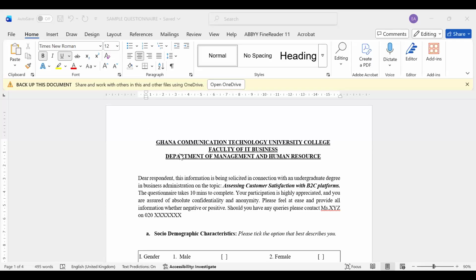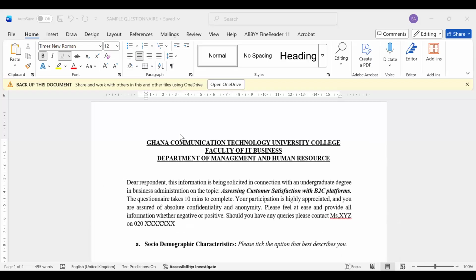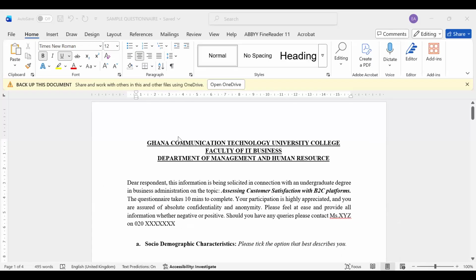Okay, so your questionnaire must have a very structured and professional look. Whether it's online, like Google Forms, or manual, it should have the following features. The name of the institution should be there, the department should be there. There should be an introduction, which is here.